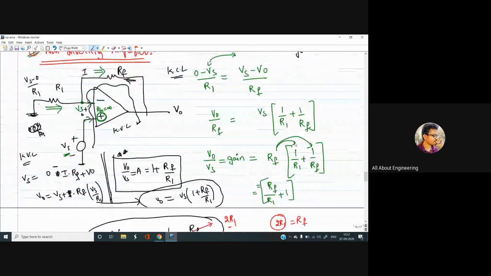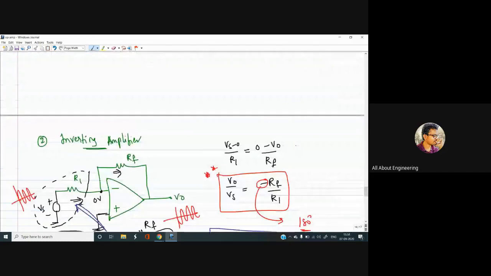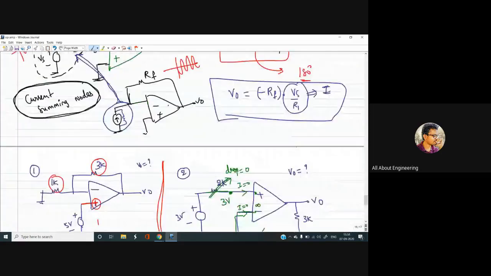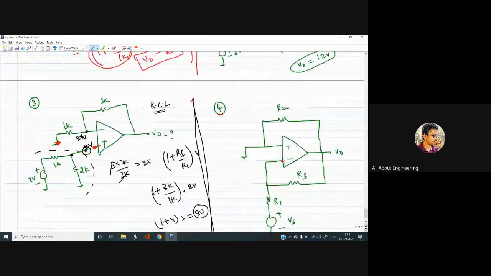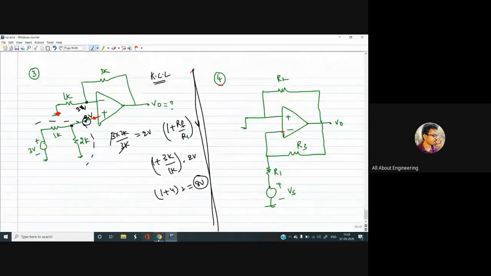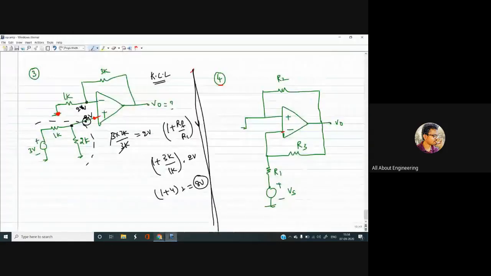Then I have explained about the non-inverting amplifier as well as the inverting amplifier. And then I have given two numerical questions so far, and the third numerical question also I have explained. Now it's time for you to solve the fourth numerical question. That is the brief recap for you, Pawan. Now you can solve straight away the fourth numerical question.